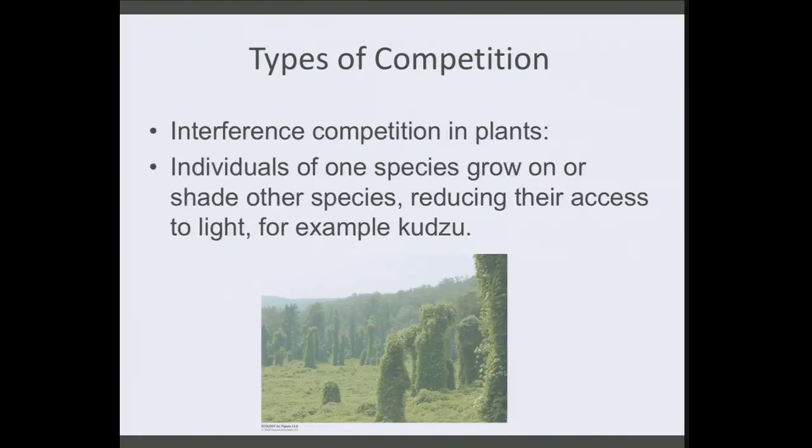This also happens in plants. Here's an example of kudzu. They grow on top, over and on, completely covering other species and reducing their access to light. They do this in order to get better access to light themselves, but as a result, they will often kill off other species because the other species get shaded and are not able to photosynthesize.